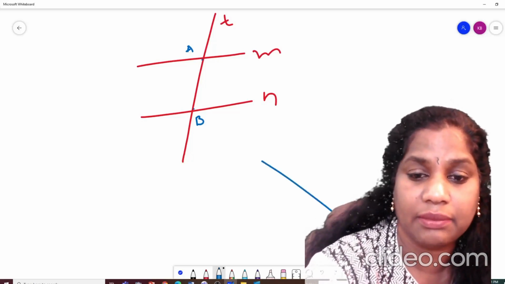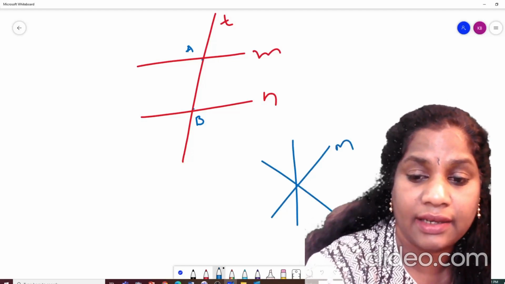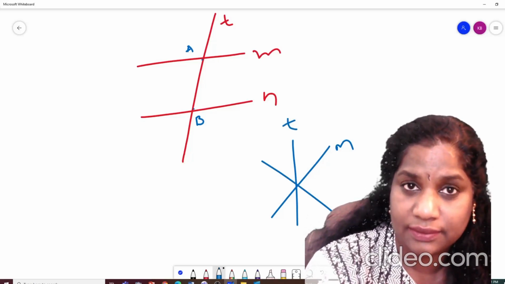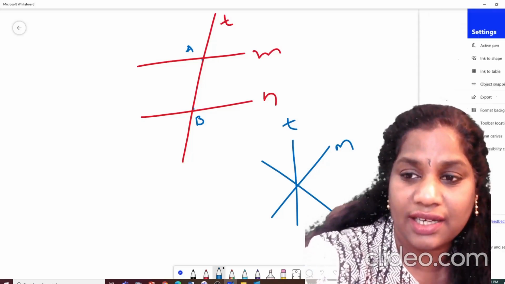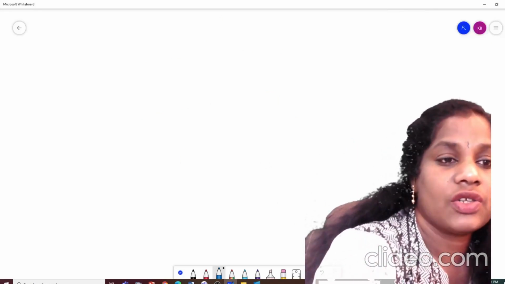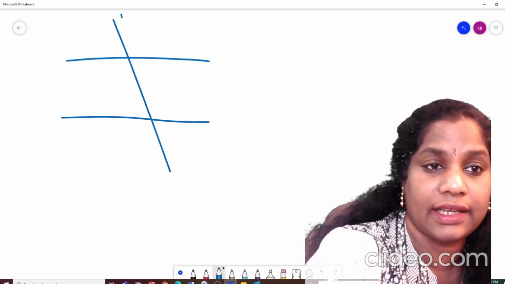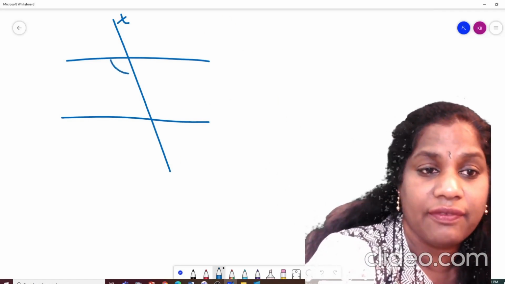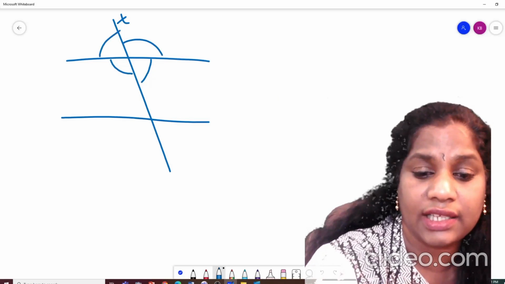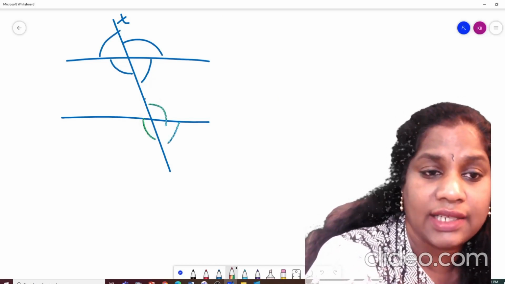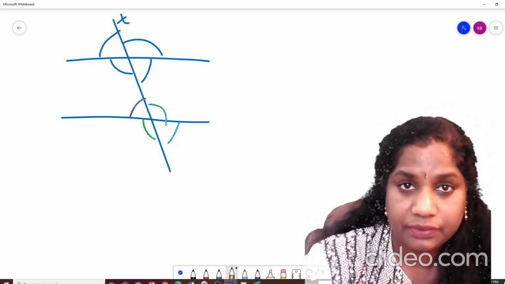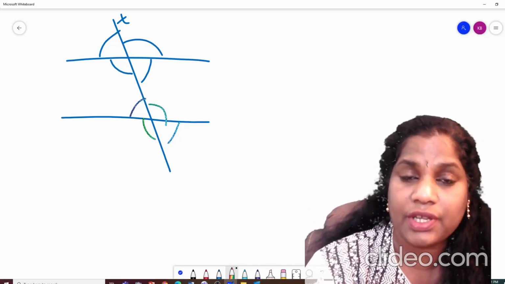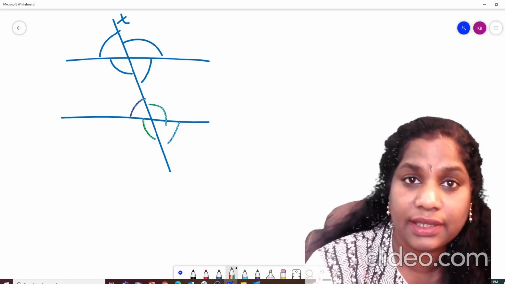So you think and tell me, I have two lines like this, M and N, and T is intersecting. So you tell me, is T a transversal? T is not a transversal. Is it clear? Okay. So now if you have two lines and a third line, if you observe carefully, what will you see? You will see there are different angles formed. Do you see that? Many angles forming? So this is what we are going to learn today. What are the different angles formed when two lines are intersected with a transversal?